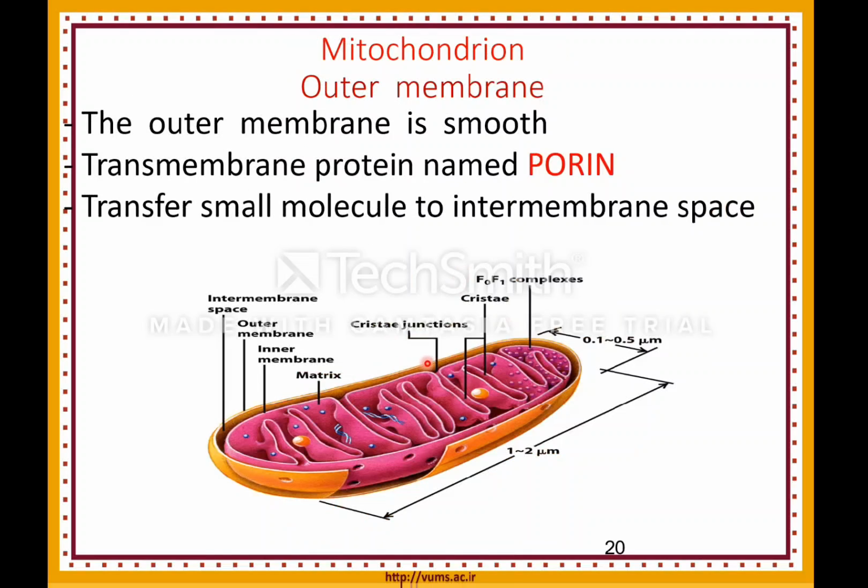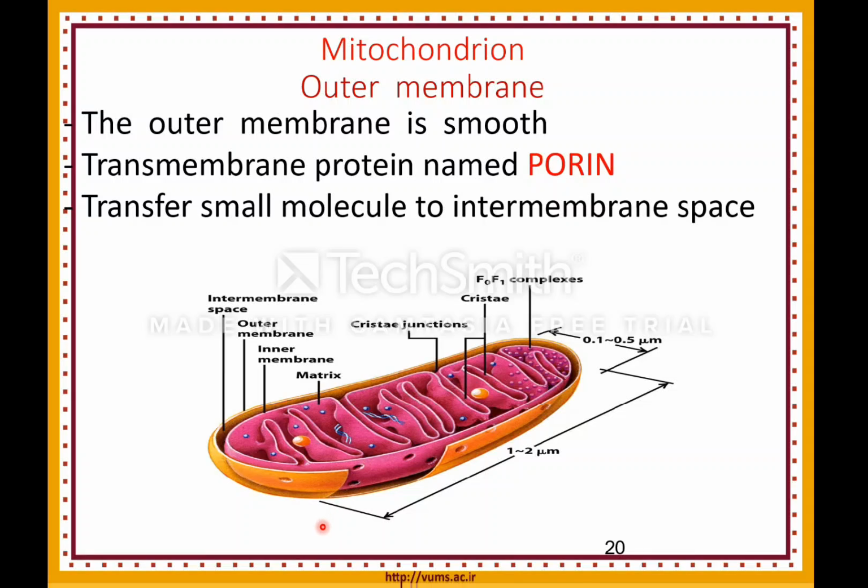The outer membrane of the mitochondria is smooth. It includes some transmembrane protein named porin. Porin is a type of transmembrane protein on the outer surface of the mitochondria that transfers small molecules to the intermembranous space, and is also involved in the release of some materials from the intermembranous space to the outer part.